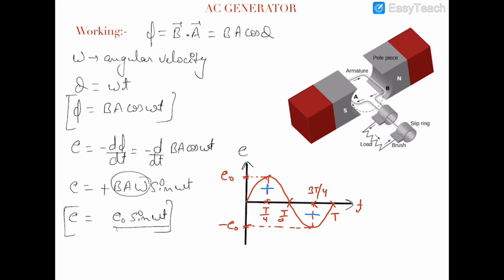So this is the working of an AC generator, and after the working you can write its uses, and there you already know in which places AC generator is being used.